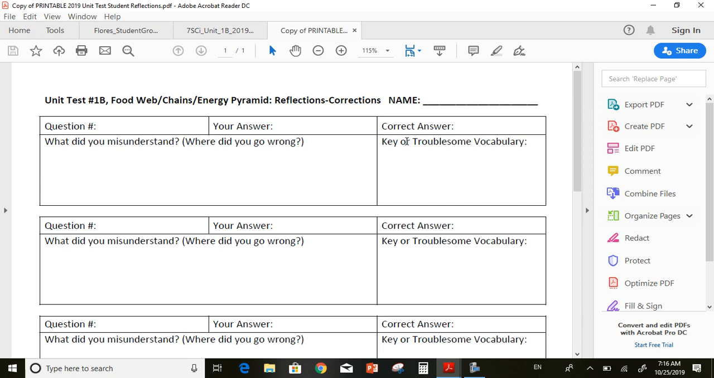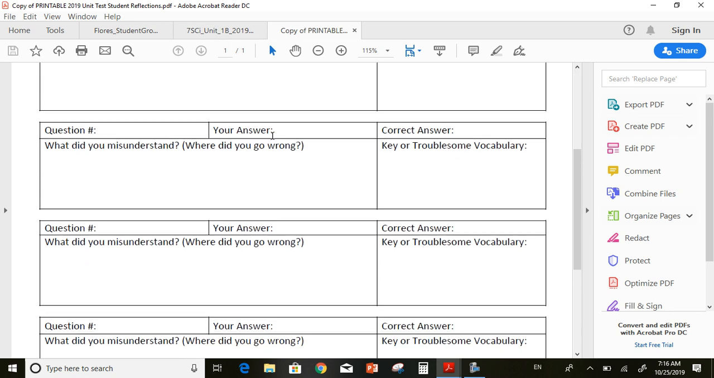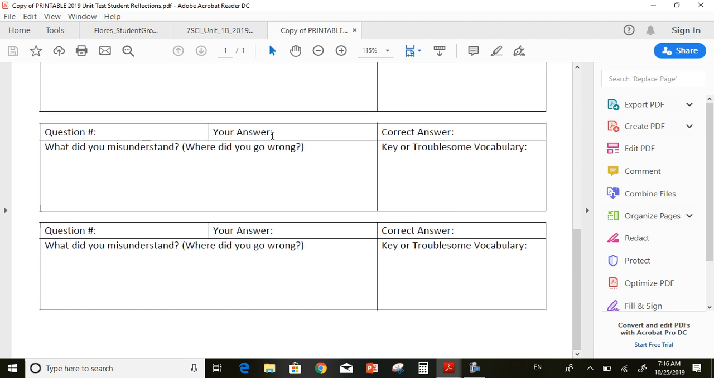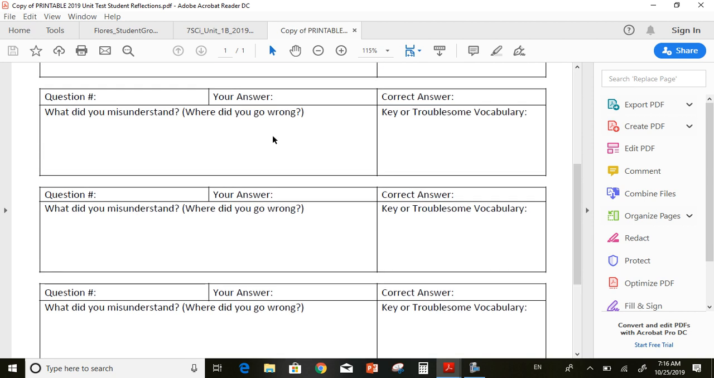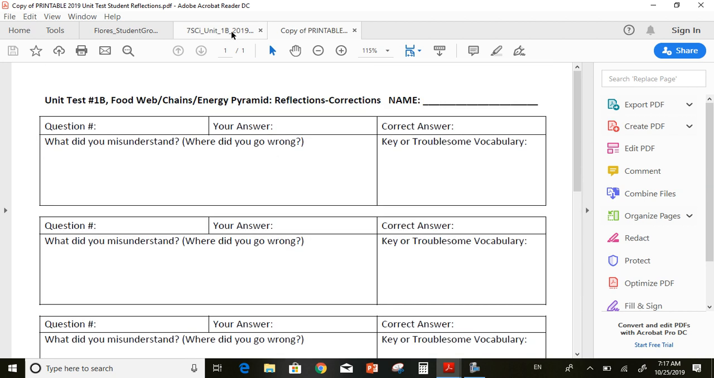Then it says key or troublesome vocabulary. This is where you type in the vocab, the words, the terms, the science word that you did not know, and then you just make a list right there. So make sure if you don't have one of these, you can make one with just normal notebook paper and just fill it out like this. Okay.